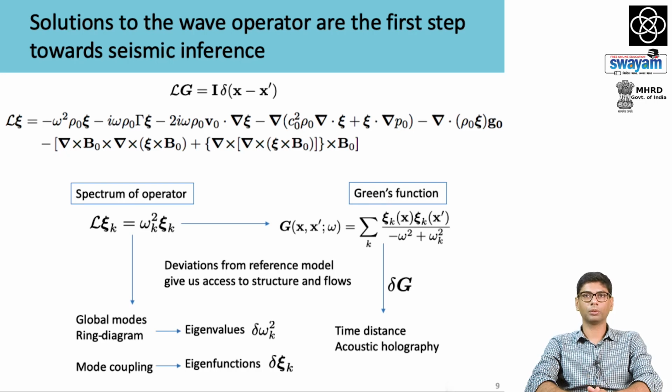The fifth term refers to buoyancy. The sixth term and the seventh term refer to Lorentz stresses, that is magnetic fields and how they impact wave propagation. So B is the magnetic field, G is the gravity.